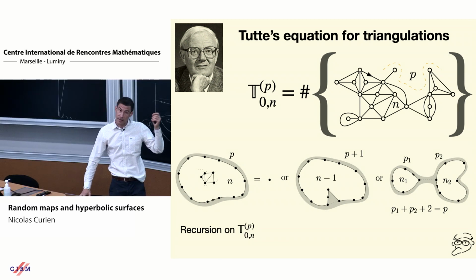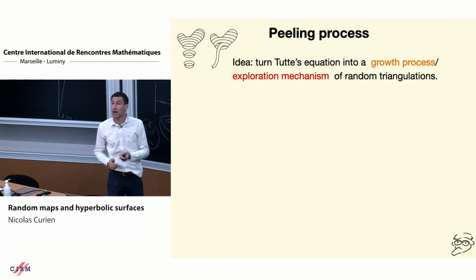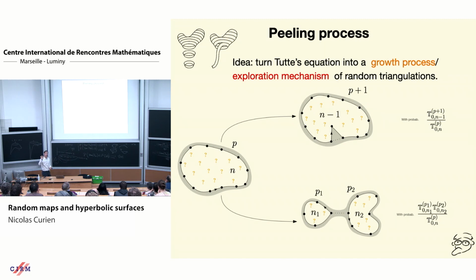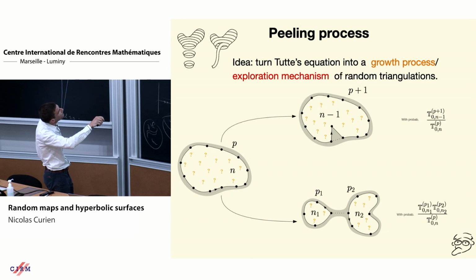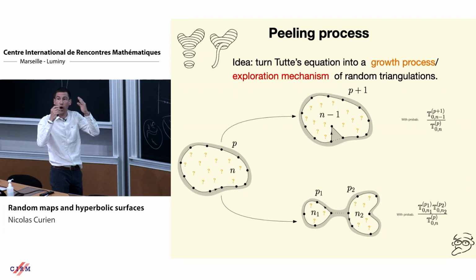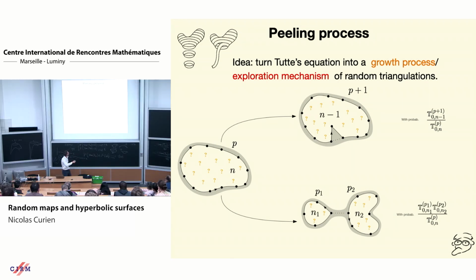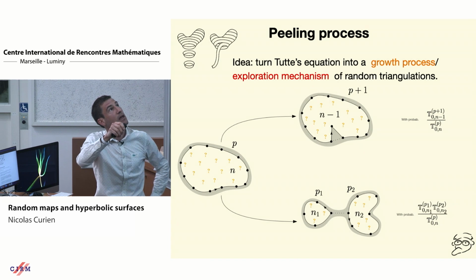But now, this is combinatorics. Now let's do probability. We will interpret Tutte's equation as a random growth or exploration process of a random triangulation. What do I mean? I'm saying exactly the same thing in probabilistic language. Imagine that I fix n and P and that I sample a random triangulation with n triangles and boundary P. So what is inside here has to be thought of as random, these question marks. It's a random triangulation. I don't know it. And now I want to explore what is on the other side of this root edge here. Then again, two cases.